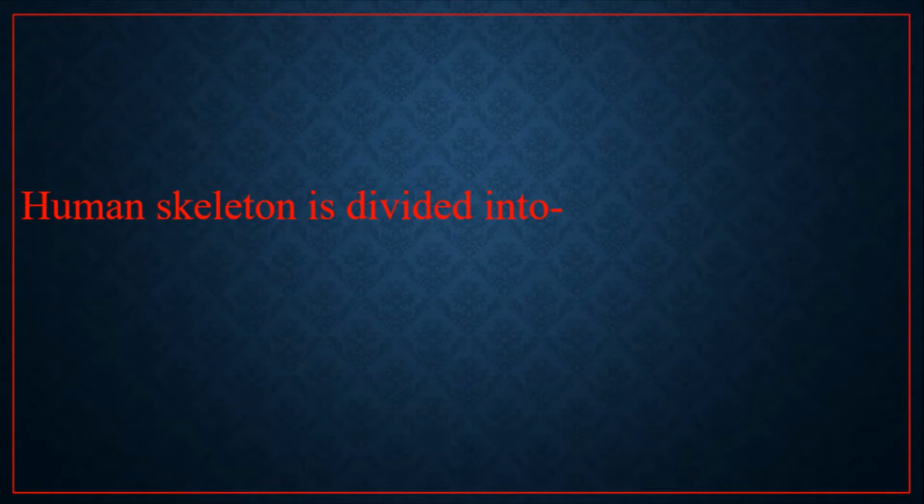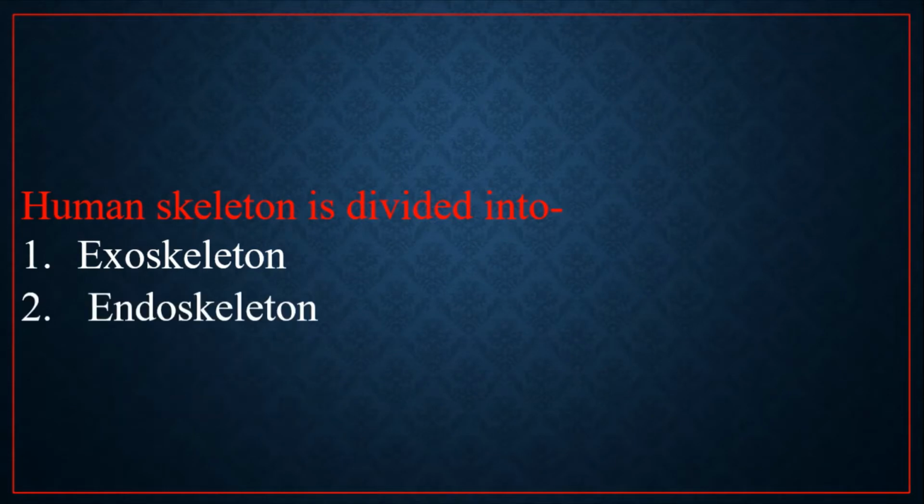The human skeleton is divided into exoskeleton and endoskeleton. Exoskeleton is the part of the skeleton which is outside of the body, for example nails, hair, etc. On the other hand, endoskeleton is the skeleton of man which cannot be seen from outside. Cartilage and bones are examples of endoskeleton.